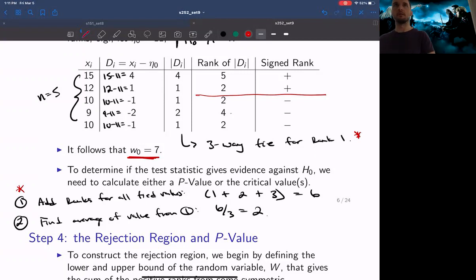I have a question too. Yep. So does that mean that the rank can be like a decimal? Yeah. So if we have 2 values that are tied, the rank would be 0.5. Okay, thank you.